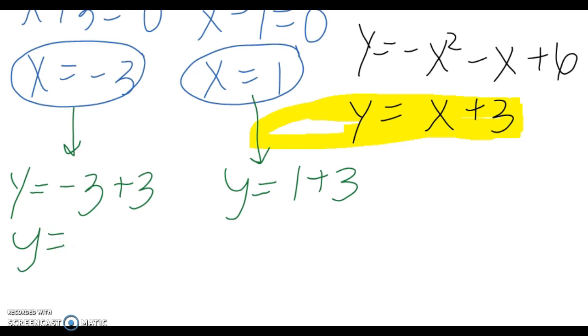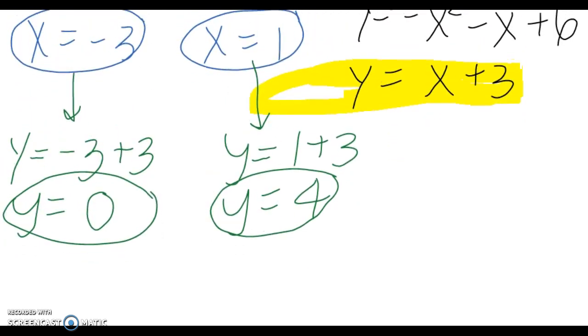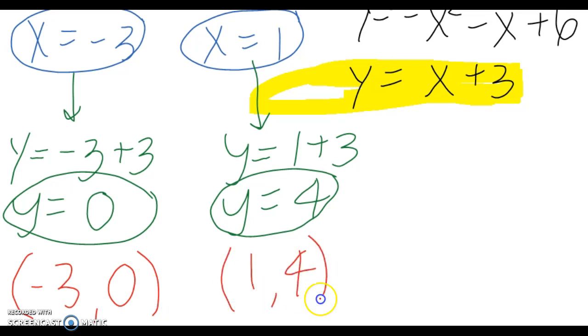That gives me, well, if I'm solving this one, negative 3 plus 3 is 0, and over here, 1 plus 3 is 4. At this point, I now have 2 x's and 2 y's. For my final answer, I want to combine these x's and y's together and write them as an ordered pair. So my first ordered pair will be negative 3, comma, 0, and my second ordered pair will be 1, comma, 4.